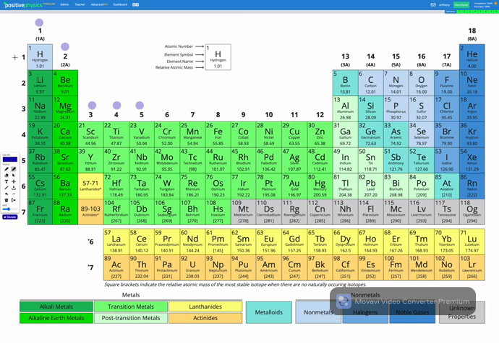Down the side here, 1, 2, 3, 4, etc., all the way down to 7, those are our period numbers. So in this question, we're going to be finding an element and then figuring out which group number and which period number it belongs to. This question was about magnesium. So here's magnesium.